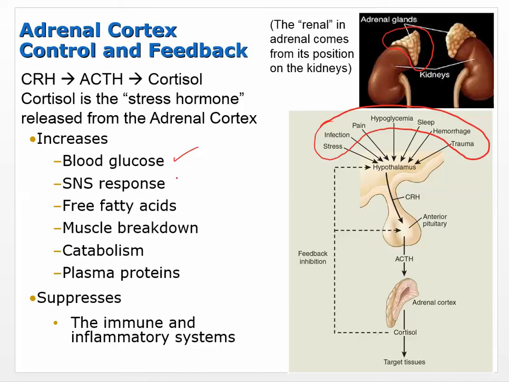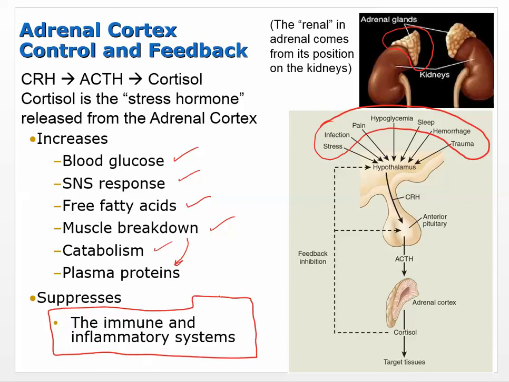The sympathetic nervous system response, sympathetic meaning your fight or flight. So it increases free fatty acids to be used as energy, and muscle breakdown. It's trying to figure out a way to make more energy, so it can break down muscle. Catabolism, which is breakdown in general, and an increase in plasma proteins, which is kind of related. Okay, so that's what happens with the release of cortisol. But one of the other things, and this is kind of a problem, is that it suppresses the immune response. Apparently you want to save your energy for other things when cortisol is being released, so it will very directly suppress immune and inflammatory types of responses.